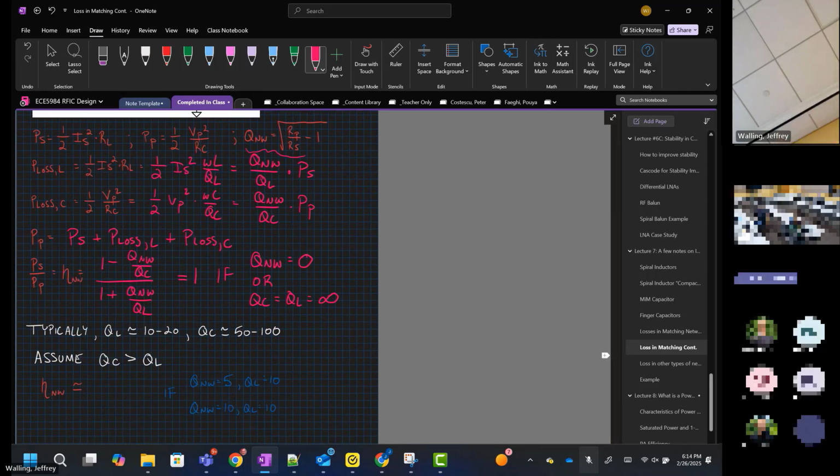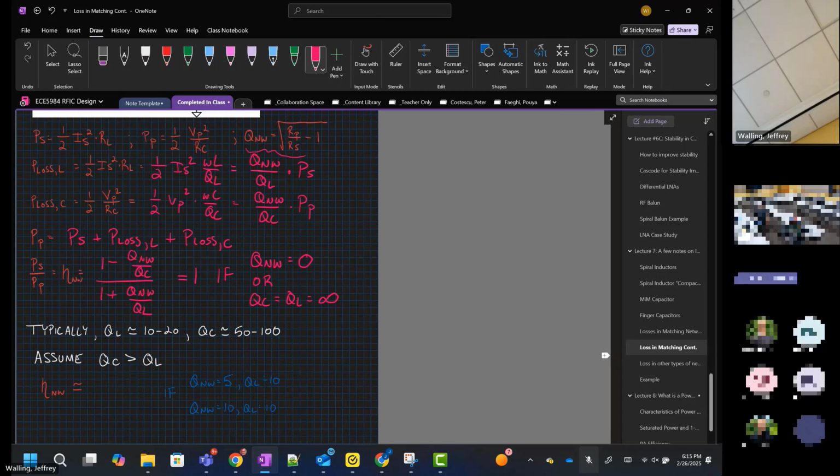With that two-element match, though, remember, we don't have any control over the quality factor in the network, and practically what we can do on chip is really quality factors in the range of 2 to 5, something like that. If we start trying to make the quality factor too low, what happens is we need to add extra elements, and adding extra elements adds loss.